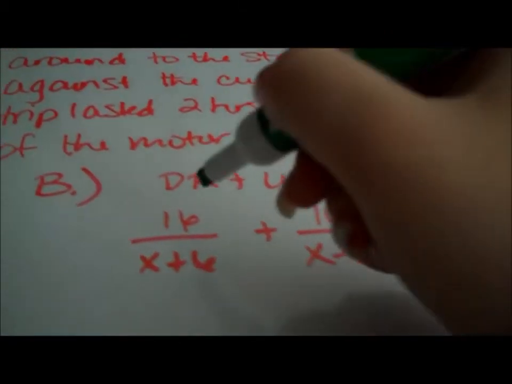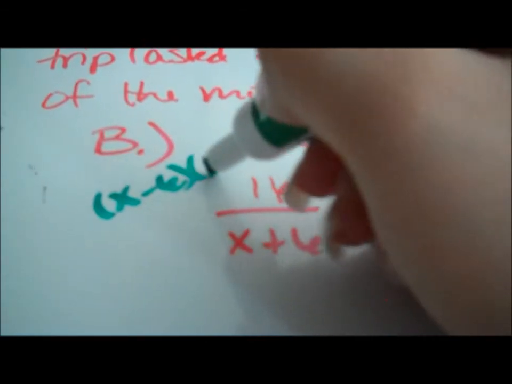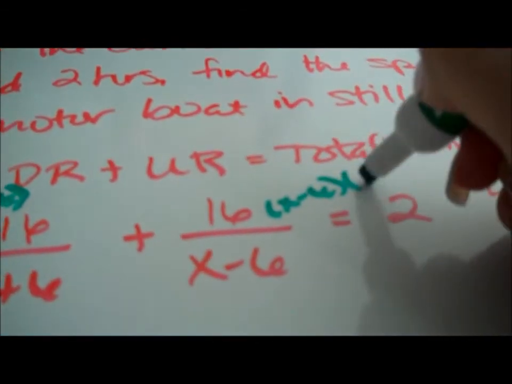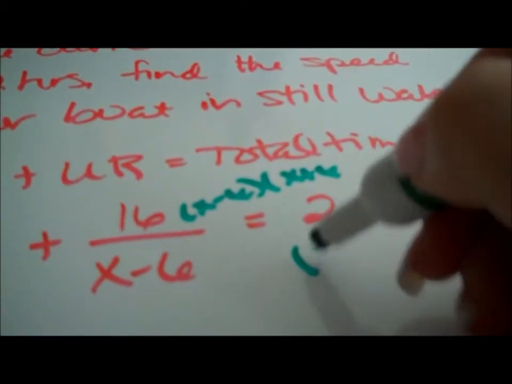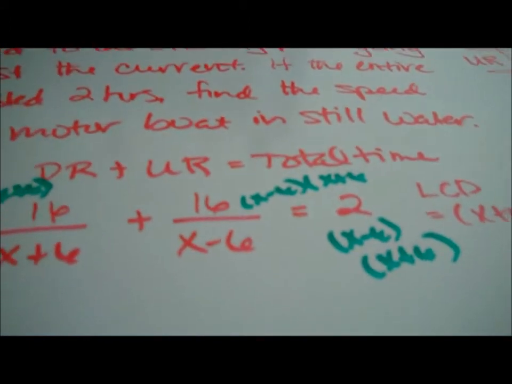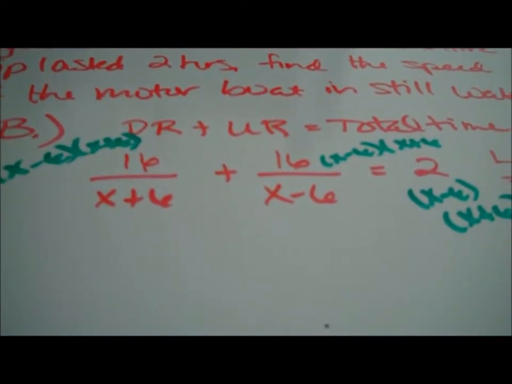Okay, this means that I have to multiply each term by the common denominator, which is x minus 6 and x plus 6. X minus 6, x plus 6, and this one is x minus 6 and x plus 6. I don't really have a fine tip on this marker. Hope you guys can see that. It looks a little sloppy from here.